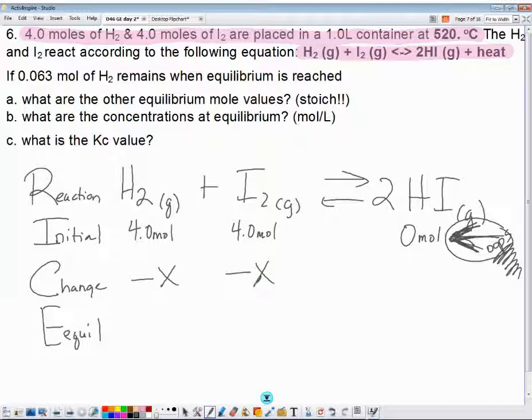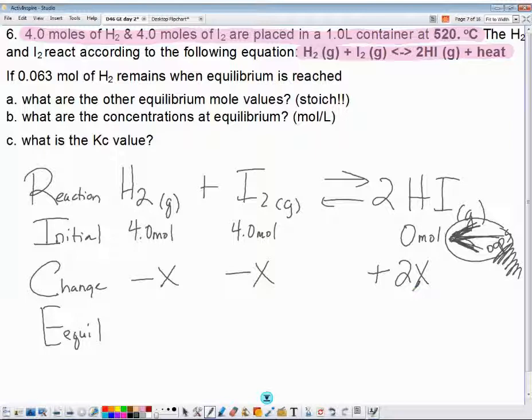They have coefficients of 1s. That's why they're only minus x and minus x. But over on this product side, because I'm making product, it's going to be plus, and it's going to be plus how much x? There's the stoichiometry right there. Plus 2x. That is exactly because of its coefficient. The ice chart, Matt, is just stoichiometry, a little magnified.